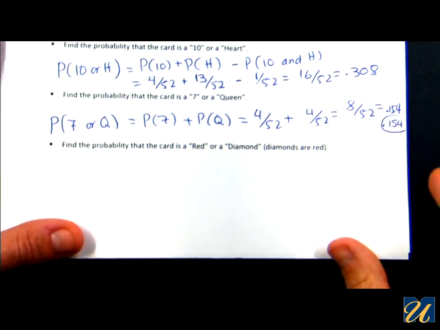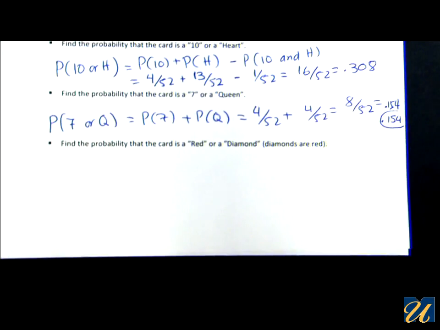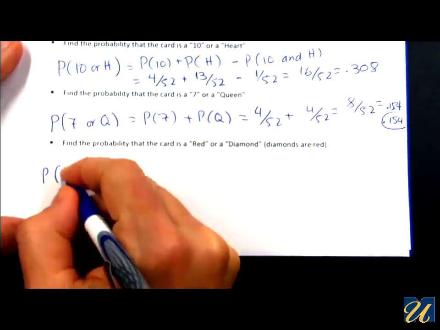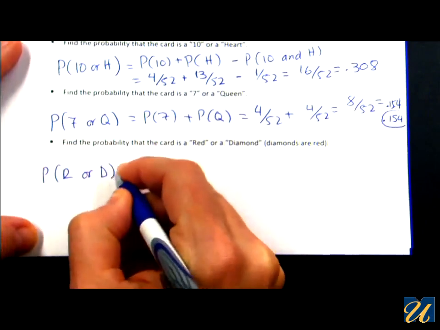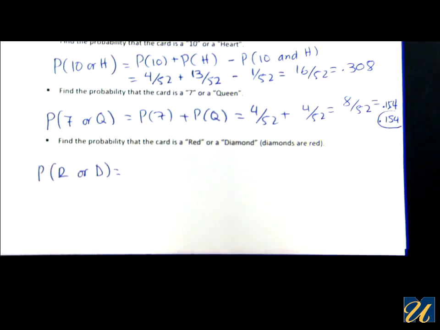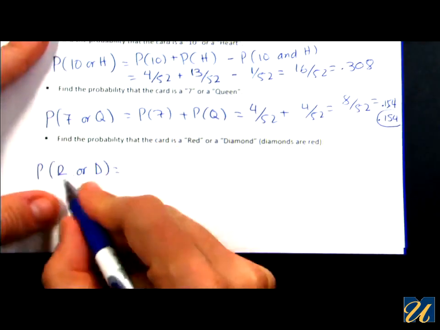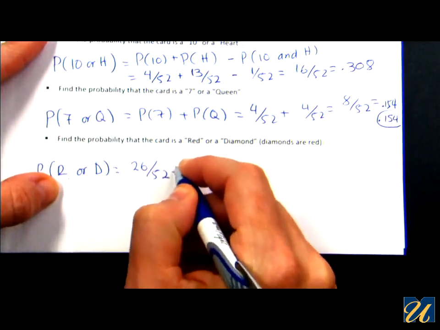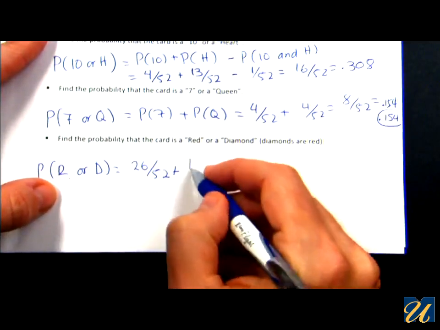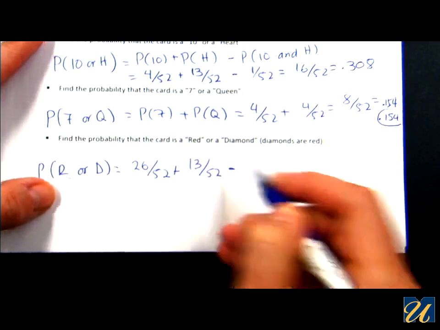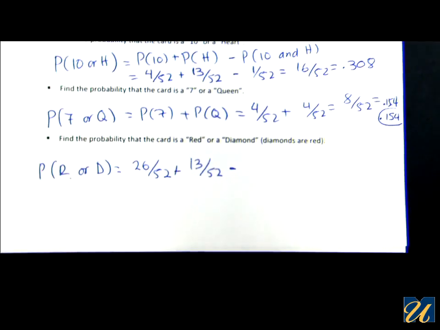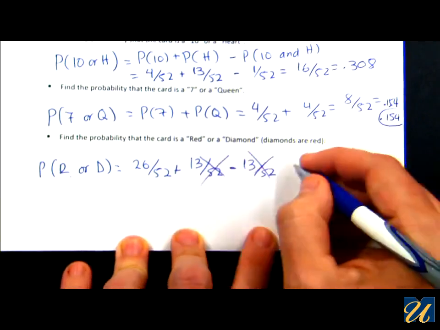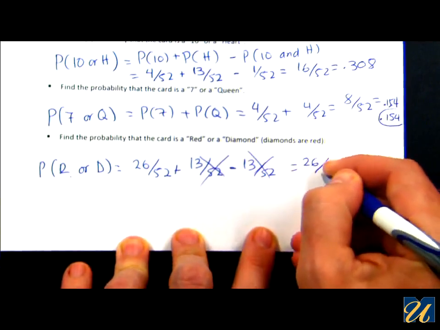In case you cannot see it very well. Find the probability that the card is red or diamond. Now, red or diamond, since all diamonds are red, you're basically going to do the probability of selecting a red, which is 26 out of 52, plus the probability of selecting diamonds, we have 13 diamonds, minus the probability of selecting red and diamond, all of them are red, therefore we subtract all of them. This goes away, so your probability will be 26 out of 52, 0.5.